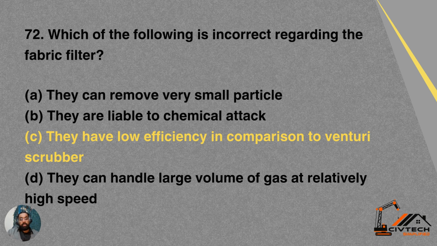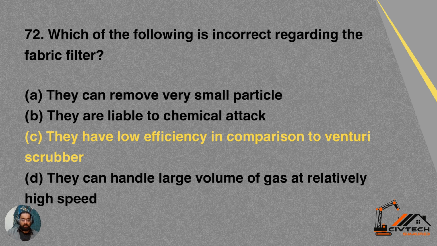Question 72. Which of the following is incorrect regarding the fabric filter? Option A. They can remove very small particles. Option B. They are liable to chemical attack. Option C. They have low efficiency in comparison to venturi scrubber. Option D. They can handle large volume of gas at relatively high speed. So we have to select an incorrect statement.